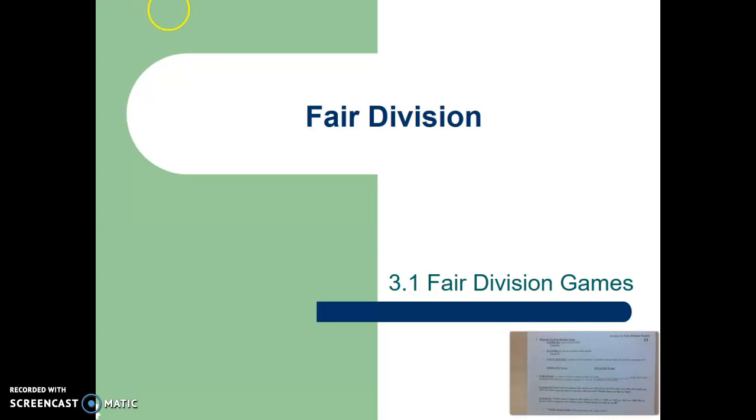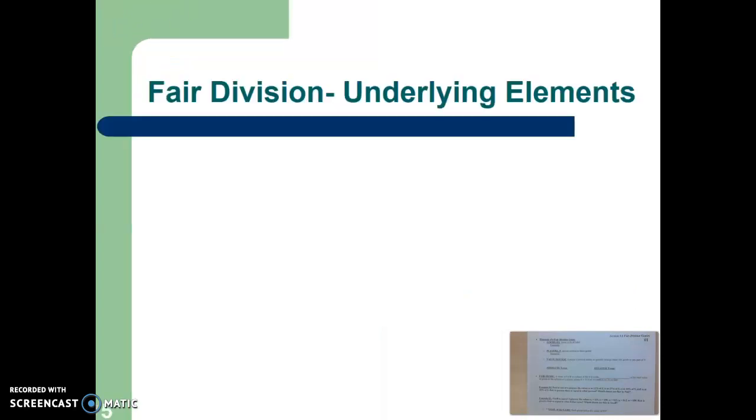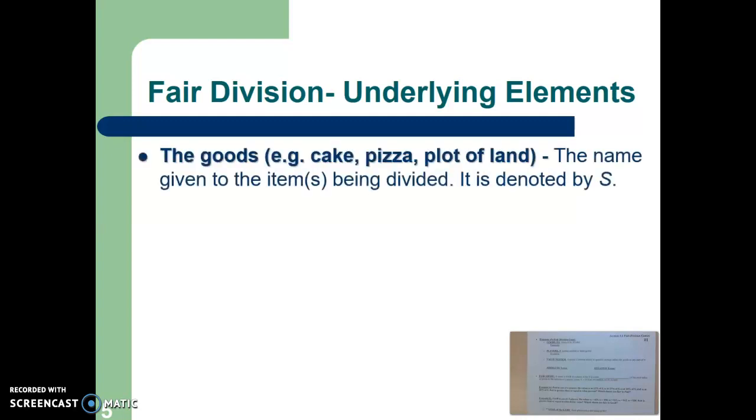The first thing we need to talk about are the elements of fair division. And there are three underlying elements. They are the goods, and we say the goods are basically just the items that are being divided. So an example of goods would be cake. We talk a lot about cutting a piece of cake or dividing a pizza, but there could be more realistic, tangible things, like a plot of land would be an example. But basically, it's whatever we are dividing.